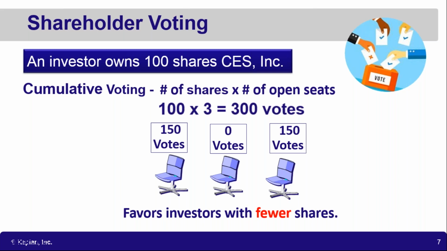Now, with cumulative voting, you have to be careful here, because what they usually do on the test is give you the number of candidates that are running for the 3 seats. Maybe there's 5 candidates running for these 3 seats. You don't take the 5 candidates and multiply that times your 100 shares. You'll get 500 votes that way, and that will be an incorrect answer. Do not do that. Take your 100 shares, or whatever number of shares they give you, multiply it times the seats that are open on the board, not the candidates, and you get the correct number of votes to work with. And again, you can use them any way that you want to.